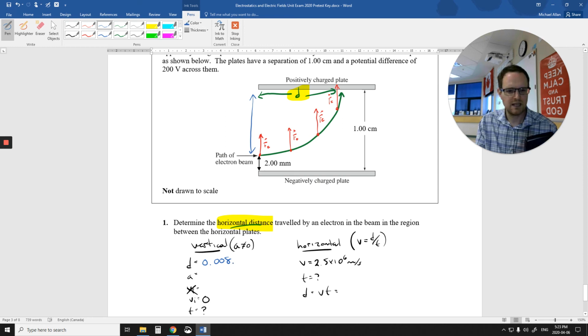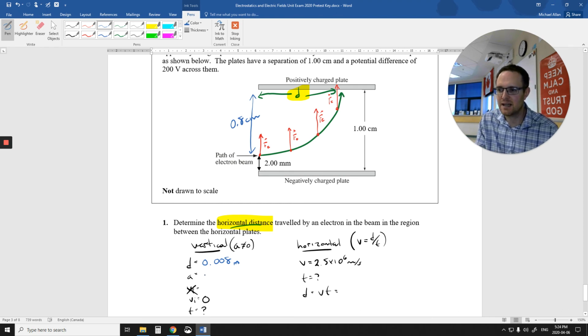Is that just 8? What if there's more decimals there for some reason? Yeah, well, okay. Meters. Oh, that makes sense. Okay. So this ends up being 0.8 centimeters because you subtract out the 2 millimeters.